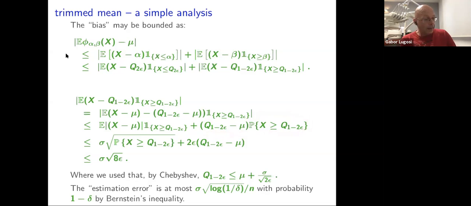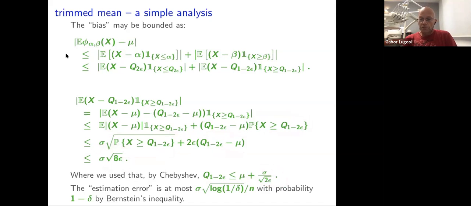And here I can upper bound this by Cauchy-Schwarz. Okay, so Cauchy-Schwarz is the only inequality we use here. And so what we get here is sigma times square root of epsilon, and here we get epsilon times the difference between the quantile and mu, but that follows from Chebyshev's inequality, that's bounded by sigma over 2 root 2 epsilon. So we get what we want.